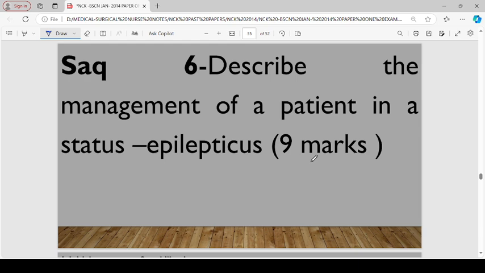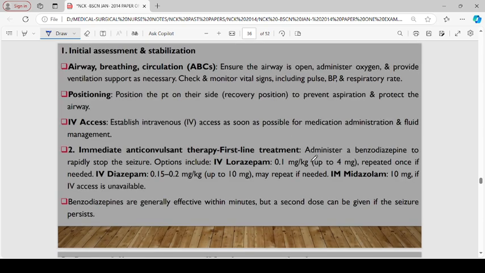The next question is, you are supposed to describe the management of a patient with status epilepticus. You have to do the initial assessment and stabilization. So you ensure the airway is open, administer oxygen, and provide ventilation support as necessary. Check and monitor vital signs including pulse, BP, respiratory rate. Then position the patient on their side. That's the recovery position, just to prevent aspiration and protect the airway. Establish intravenous access as soon as possible for medication administration and fluid management.